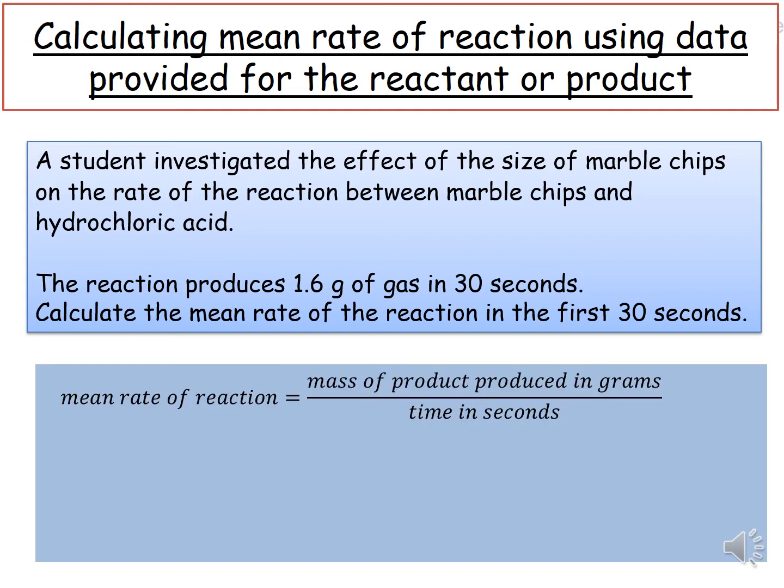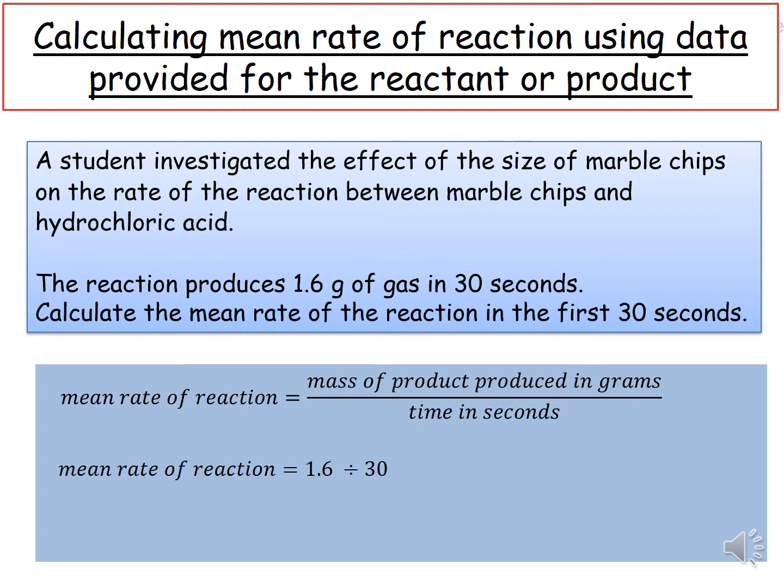If you stated that you use the one for products, then you're correct. Because we're focusing on the amount of gas produced, we calculate the mean rate of reaction by dividing the mass of product produced by time. Now have a go at doing this calculation. Pause the video and try it out.